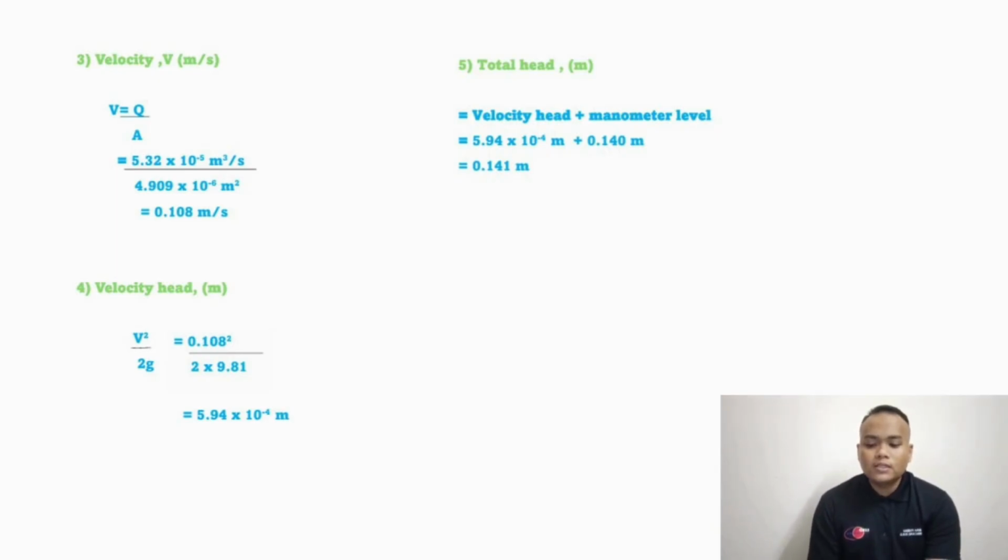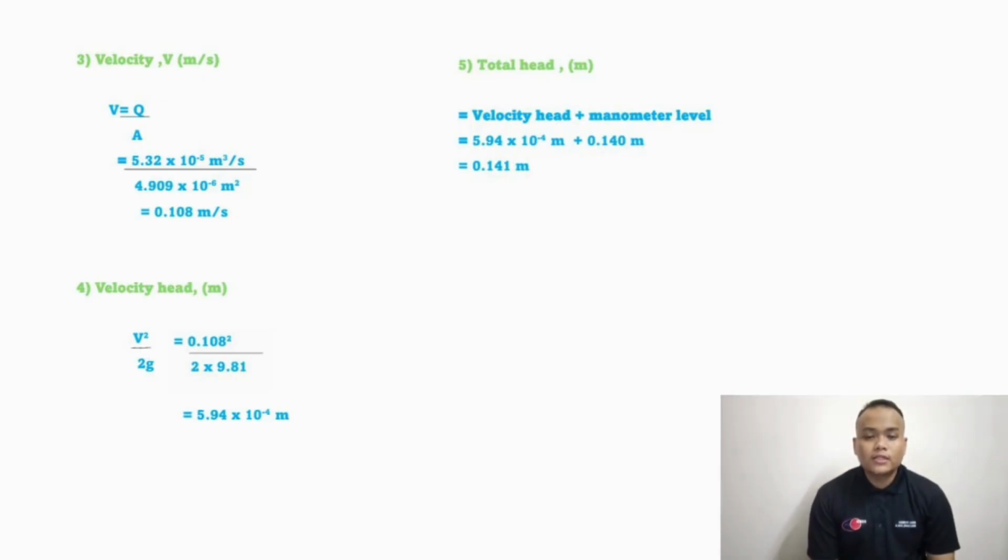Next, we calculate the velocity head. The velocity head formula is v²/2g. So we insert the value of velocity that we get, 0.108² divided by 2 times 9.81. So we get the value for velocity head is 5.94 × 10⁻⁴ meter.